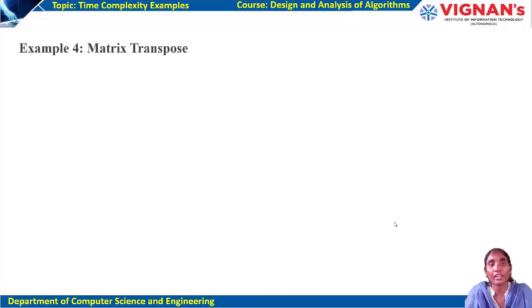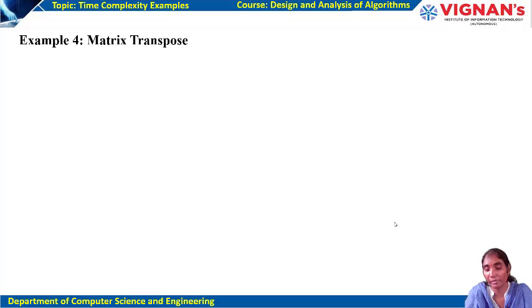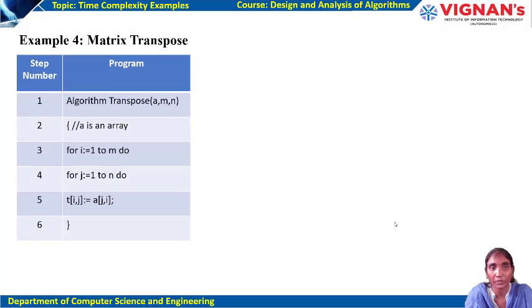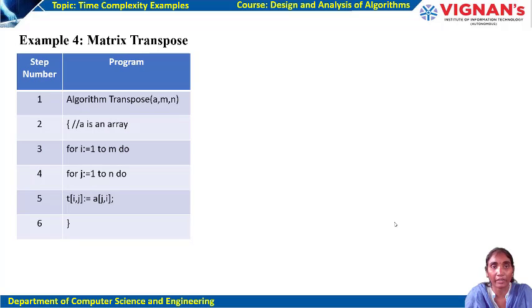Now let's see another example, which is transpose of a matrix. Transpose means here the rows are being converted into columns and columns are being converted into rows. Transpose(A, m, n), where A is the input array, m, n is the order of the given matrix. For I is equal to 1 to m, for j is equal to 1 to n, we are just changing the array indexes, row indexes to column index and column indexes to row index, which is A of ji is being initialized to T of ij, where T is the transpose of the given matrix.